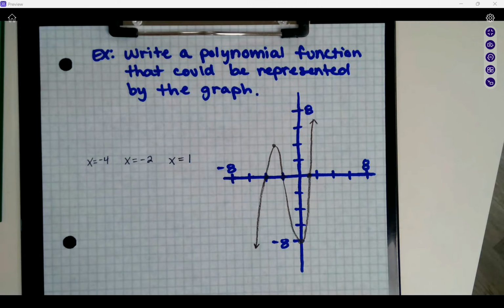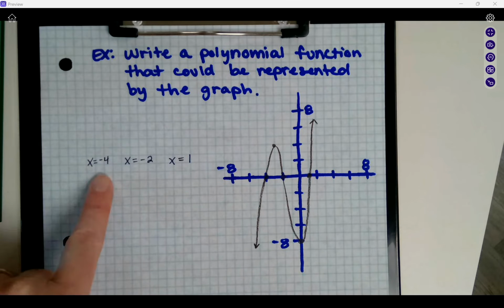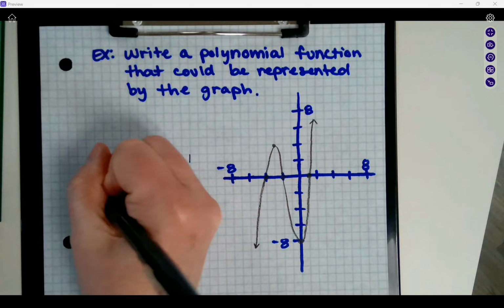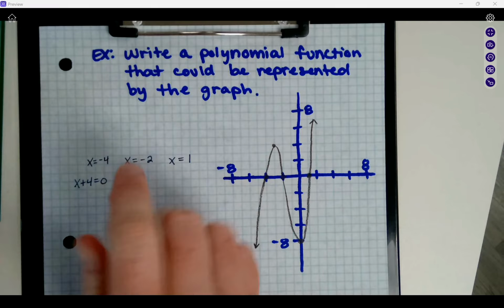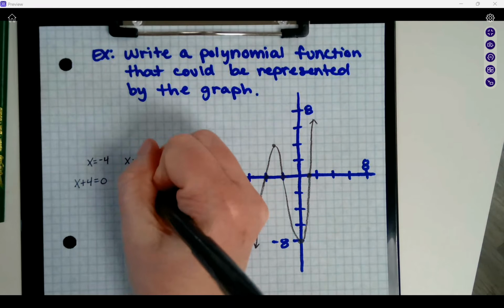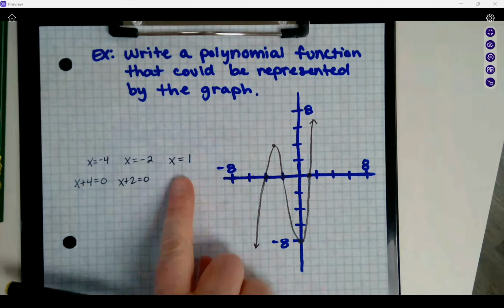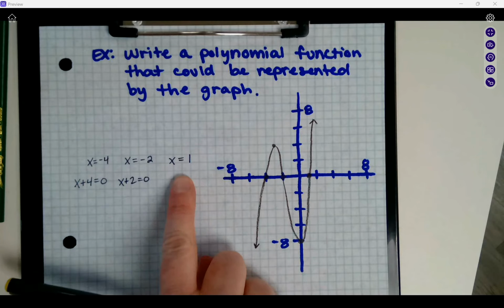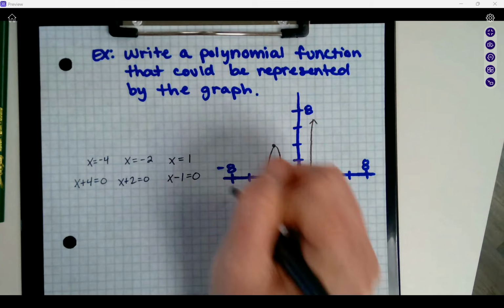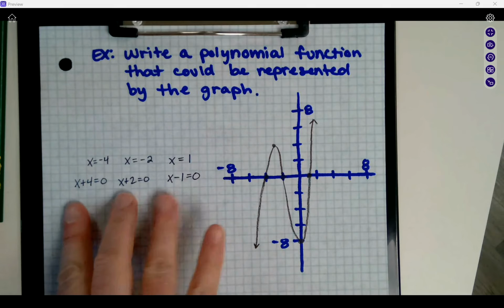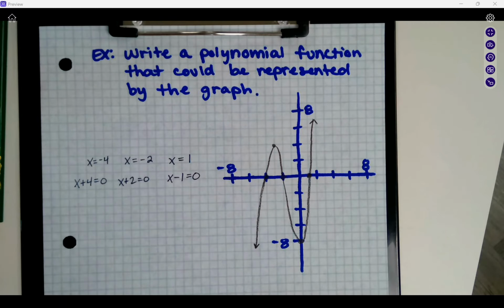Now to build my binomial linear factors, I am going to set each of these equations equal to 0. So adding 4 to both sides, we get that x plus 4 equals 0. Adding 2 to both sides of this equation, we get that x plus 2 equals 0. And last but not least, subtracting 1 from both sides of the equation here, we find that x minus 1 equals 0. Now the left-hand side of the equation, those are our binomial linear factors.